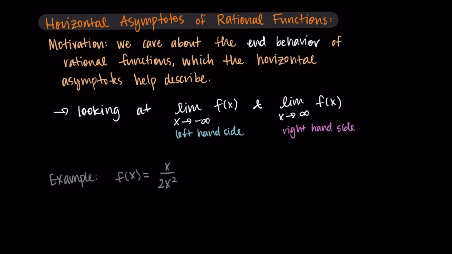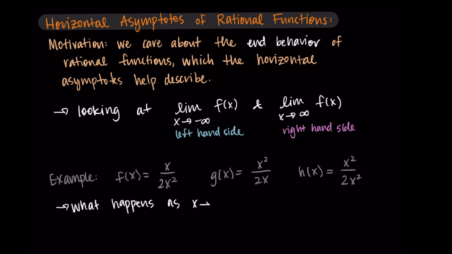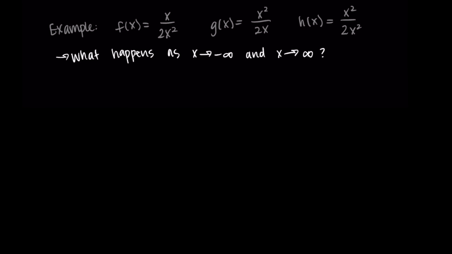So I'm going to start with these three functions, and we're going to explore how their end behavior is different. So we'll do f of x equals x over 2x squared, we'll do g of x equals x squared over 2x, and we'll do h of x equals x squared divided by 2x squared. And we want to look at what happens as x goes to negative infinity and x goes to positive infinity of these functions. Remembering, we're trying to explain the end behavior, and we'd like to come up with some generalizations that we can apply to any rational function.